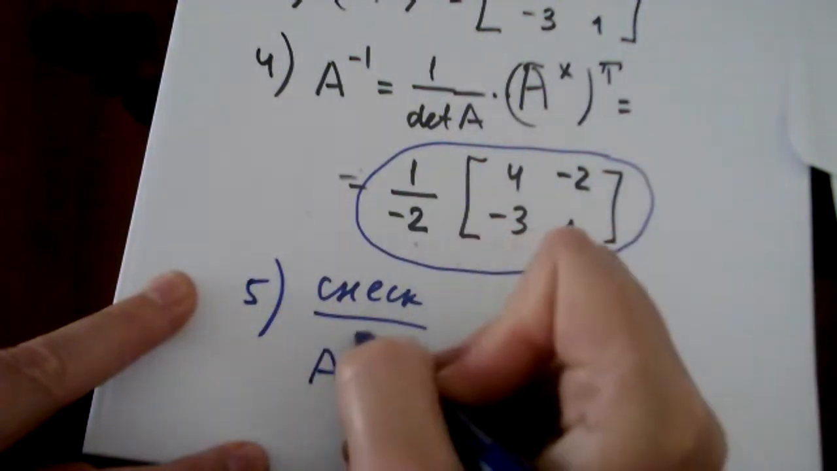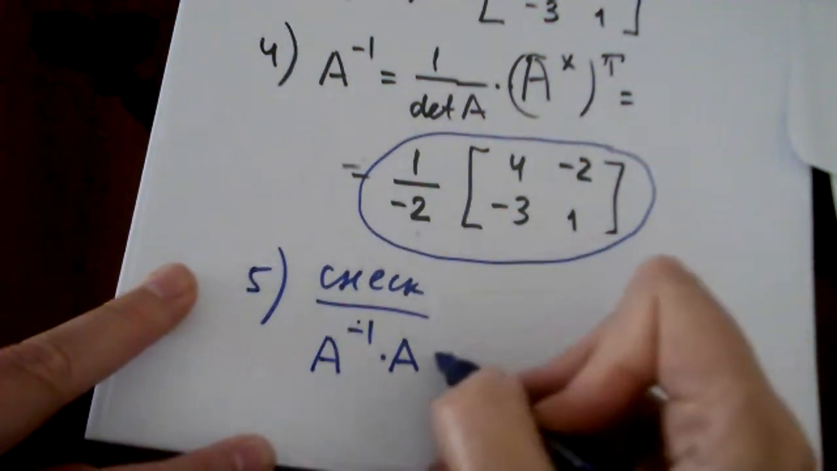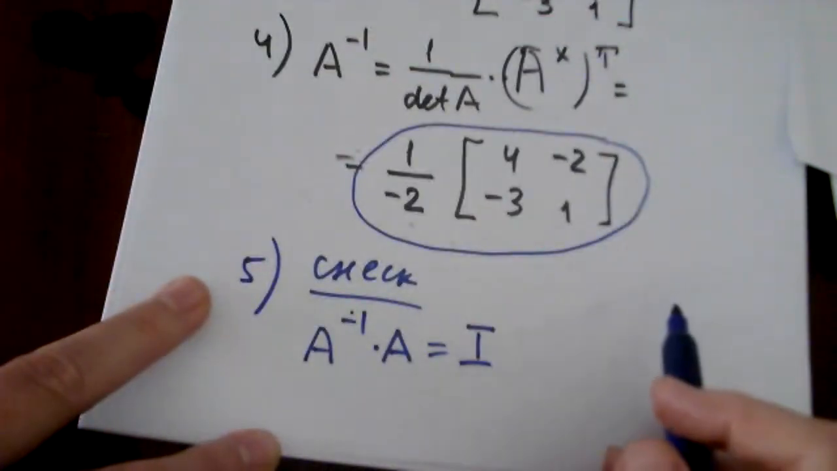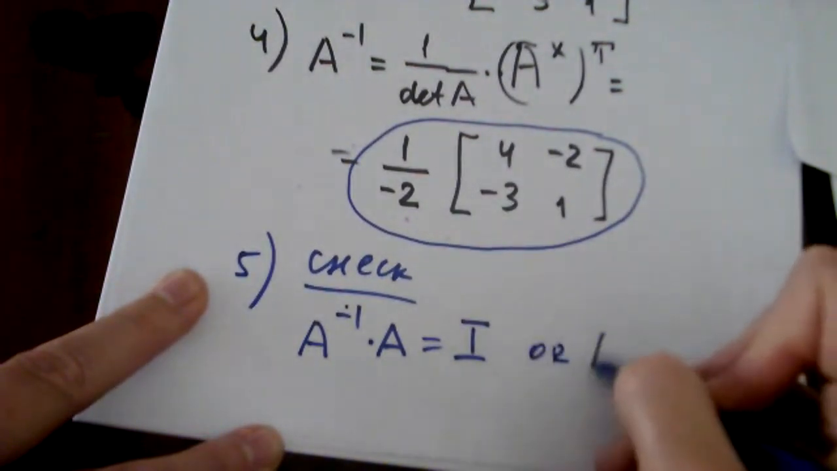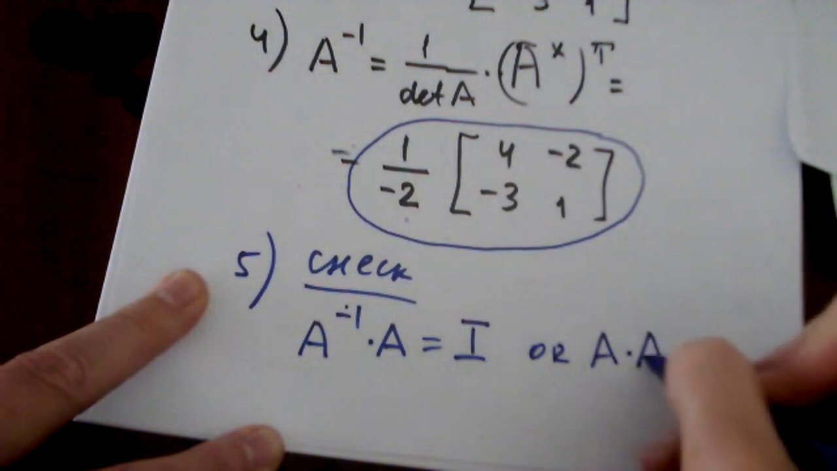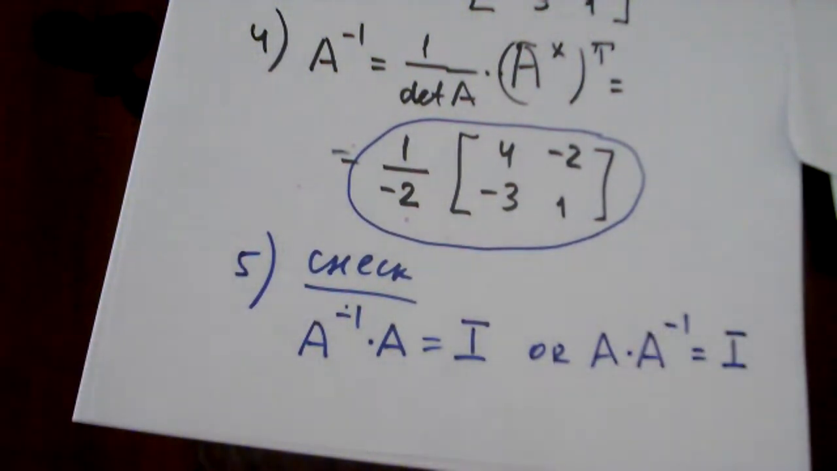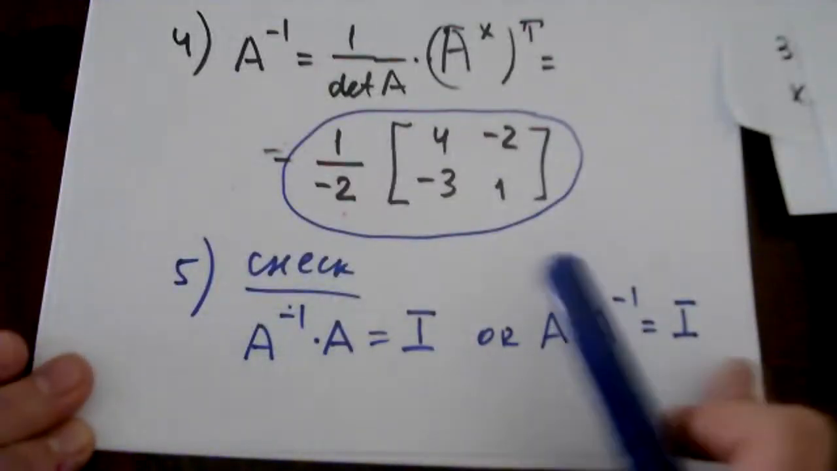So we need to multiply A minus 1 by matrix A, if we are supposed to get the identity matrix. Or you can do it in reverse order. You can multiply A by A minus 1, and you will get the identity matrix. But I'm not going to do this because hopefully you know how to do multiplication. You can practice at home.